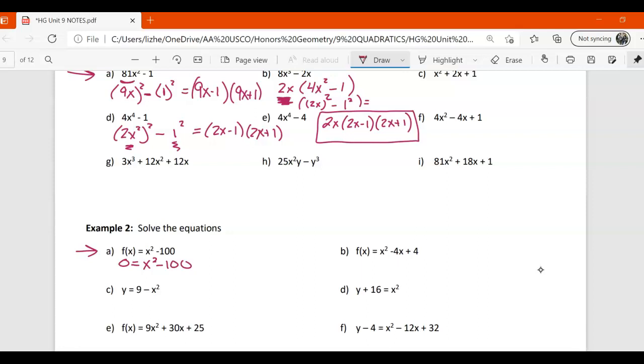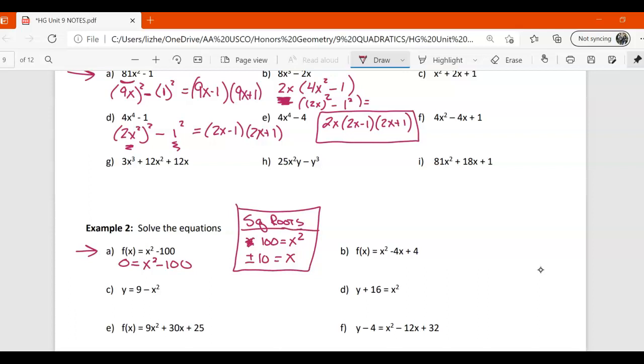Now here you'd have a couple choices. If you remember, the first method we talked about was square roots. So you could say, I'm going to move the 100 to the other side. So you'd say 100 equals x squared, square root both sides, and then x would equal plus or minus 10. That's a totally legit way to solve this problem.